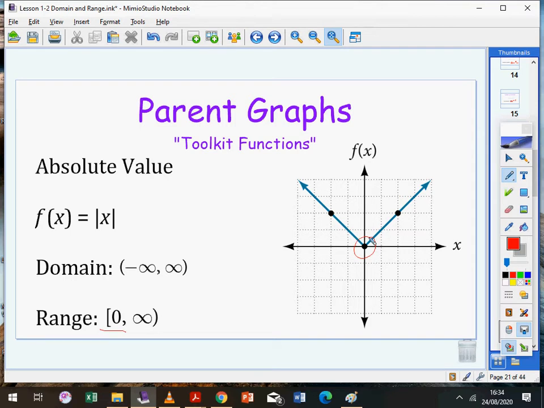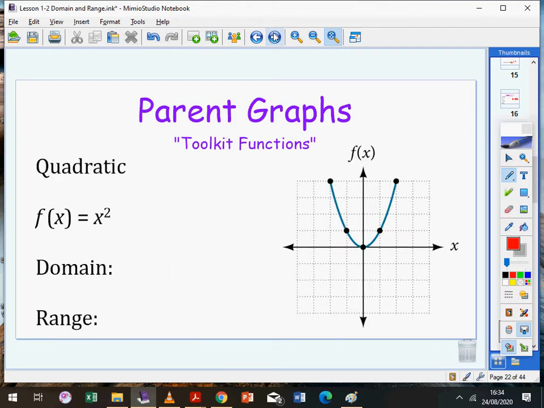Moving on, another type of graph is the quadratic graph. This is also another one where it's continuing indefinitely in the positive and negative x-axis, also continuing indefinitely in the positive y-axis. So the domain is going to be similar to what we've seen before, but the range is only from 0 to positive infinity.